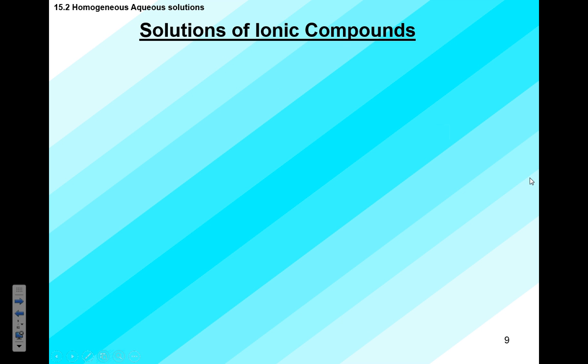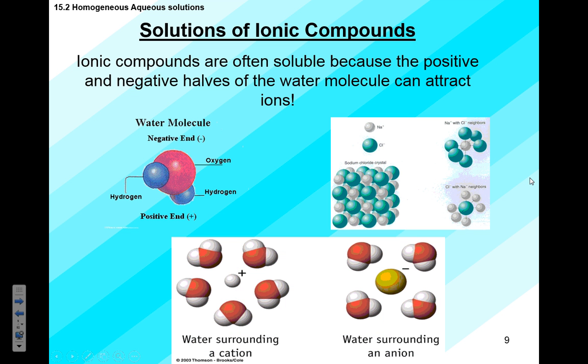Now, when we have an ionic compound, which is what we just looked at dissolving, ionic compounds are often soluble because the positive and negative halves of the water molecule can attract those ions. And that's exactly what we saw in the previous case. So when you have cations and anions, water molecules have slightly positive and slightly negative regions that can be attracted to those things. But remember, the attraction has to be strong enough.